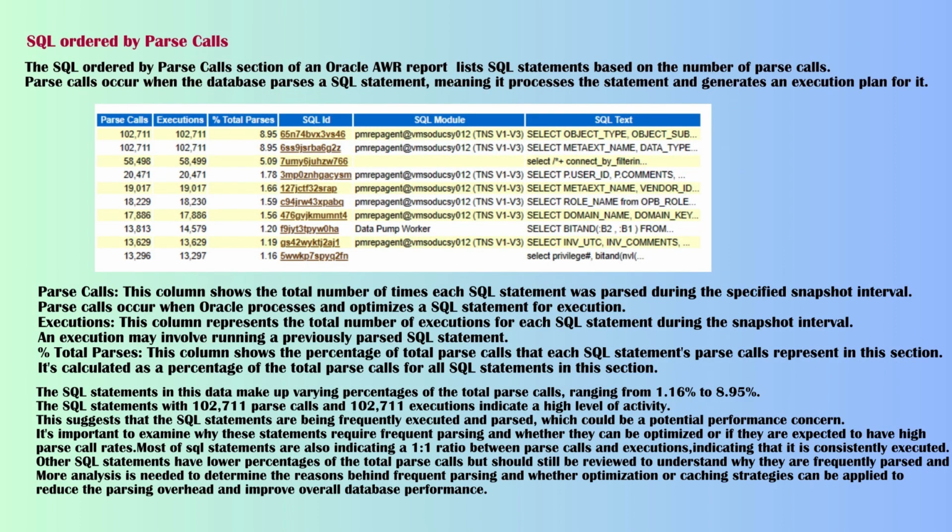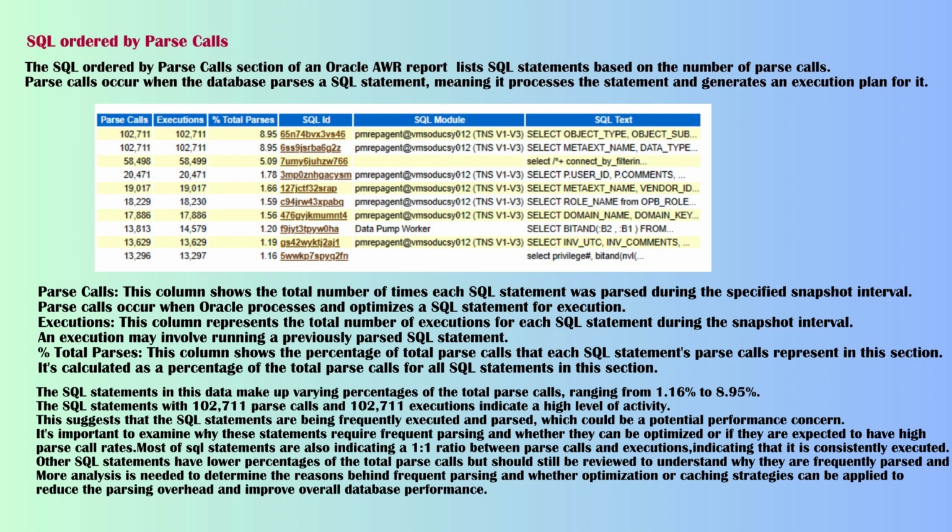The SQL ordered by Parse Calls section of an Oracle AWR report lists SQL statements based on the number of parse calls. Parse calls occur when the database parses a SQL statement, meaning it processes the statement and generates an execution plan for it. Parse calls. This column shows the total number of times each SQL statement was parsed during the specified snapshot interval. Parse calls occur when Oracle processes and optimizes a SQL statement for execution.